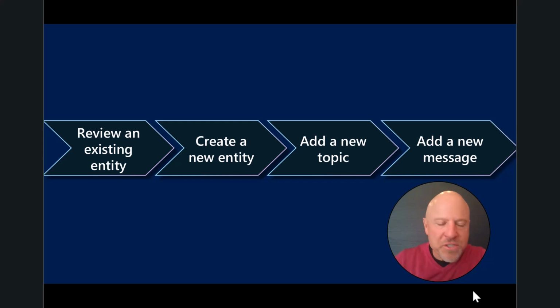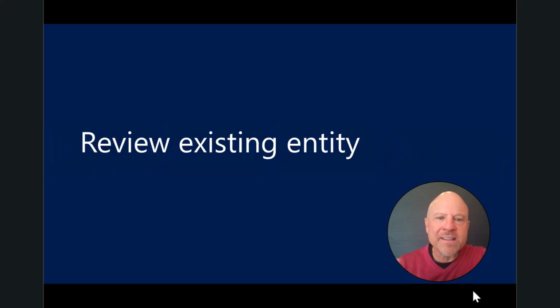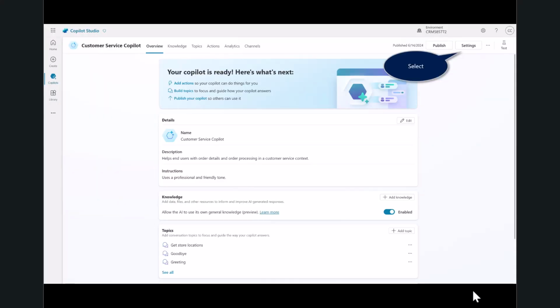As always, I'm going to give you a visual roadmap of where you're going to go in the lab. The first thing we're going to do is open up and look at an existing entity just so you get a sense of what they are. We'll create a new entity, you'll add a new topic, and then we'll add a new message for the user input. So let's begin by looking at some of the existing entities already included in Copilot Studio.